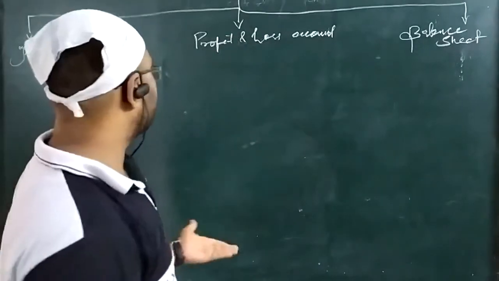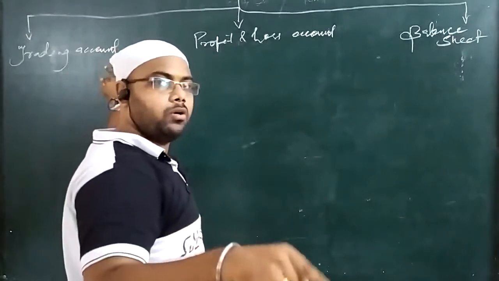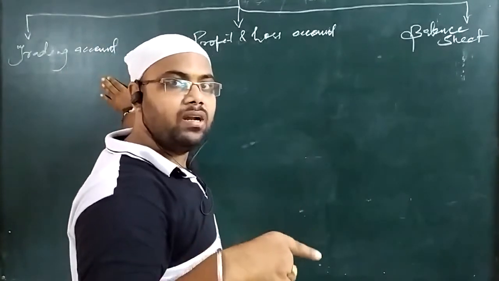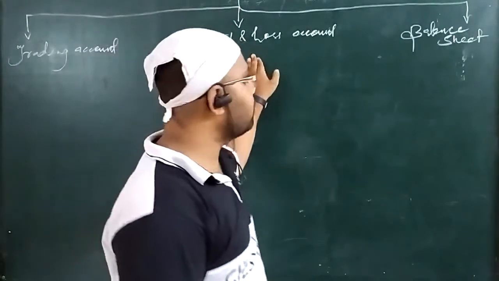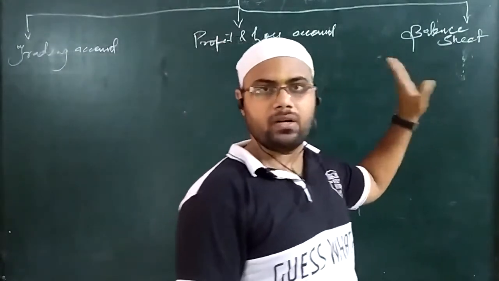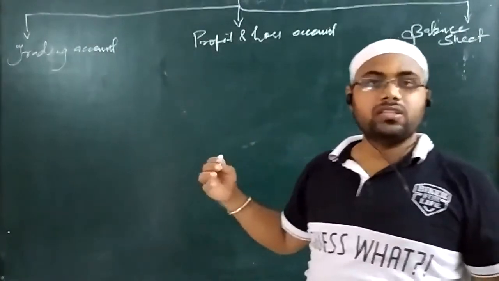So trading account, as you know, is both a real account and a nominal account. I have explained why: the expenses are also posted and real account balances are also posted. Profit and loss account is purely a nominal account. Balance sheet is a statement. Okay, so now we'll see what things are posted in these accounts.